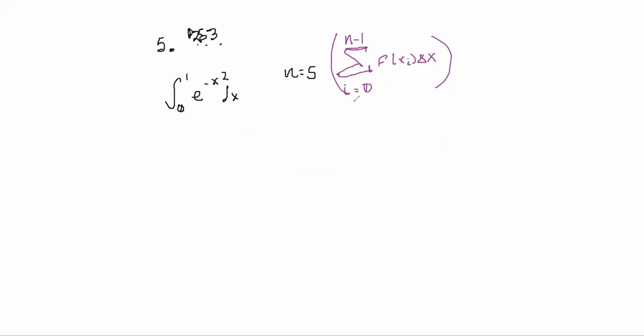So basically what we're going to do is estimate it given n is equal to 5. And we're going from 0 to 1.